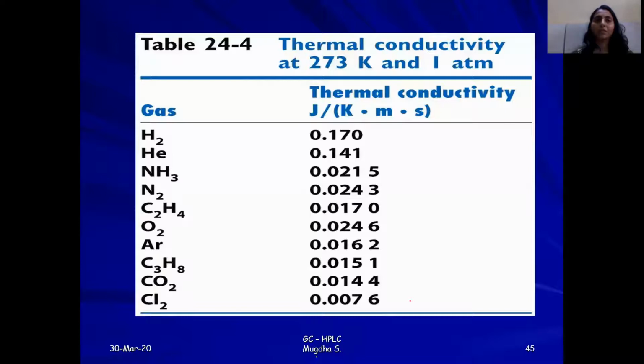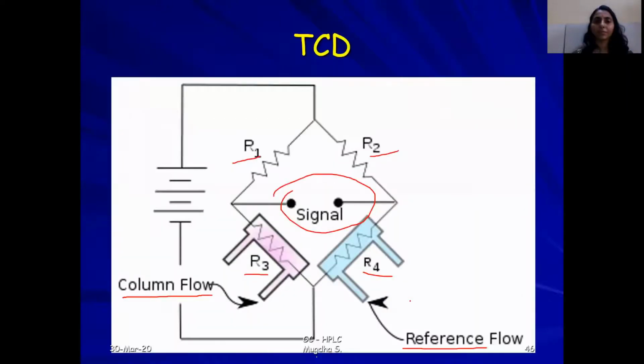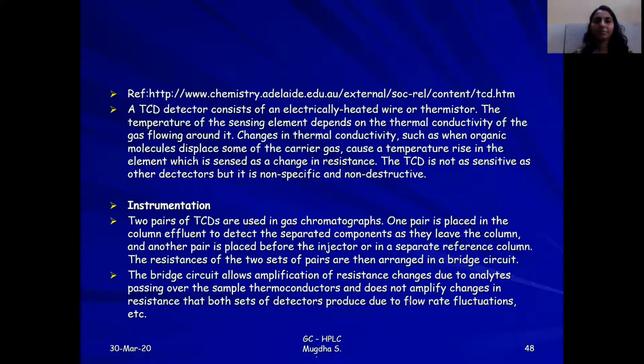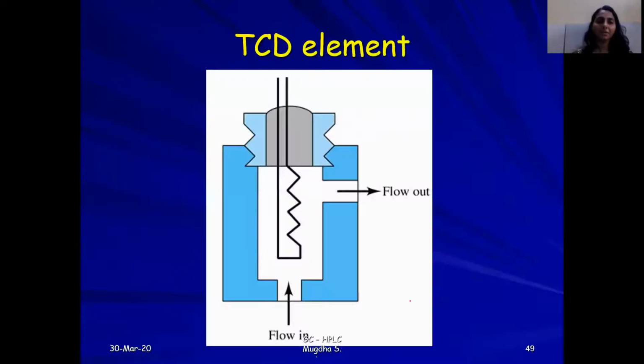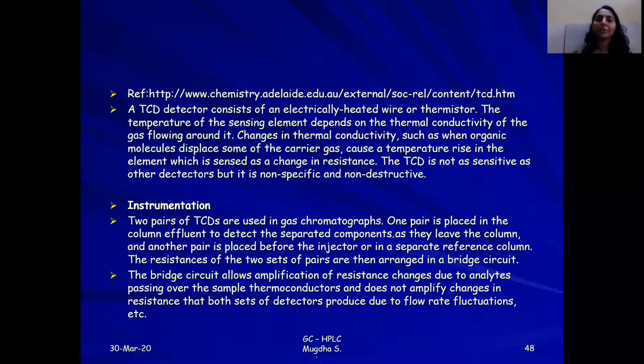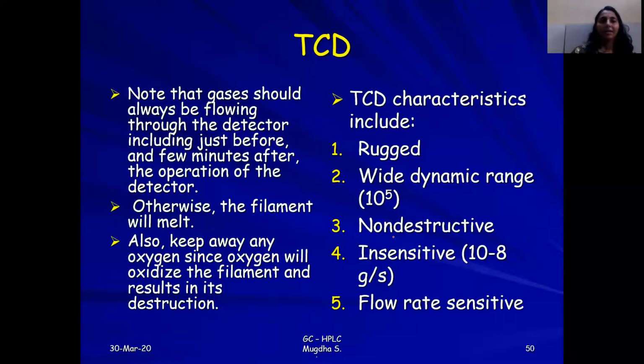This is the thermal conductivity of various gases. Again, another diagram. This is the thermal conductivity element, the element that you see here. This is the construction of that element, how the gas flows in and flows out across the element or the heated filament. Some characteristics of thermal conductivity detector.